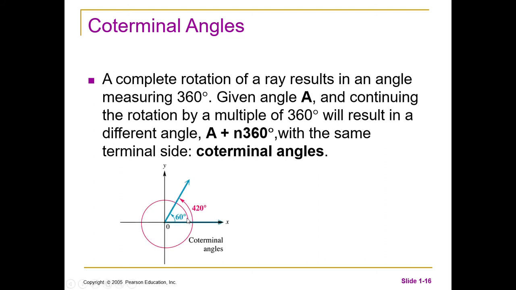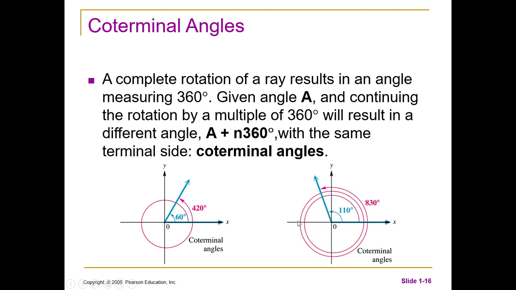Ibig sabihin, sobra tayo sa 360. So, that is 420. 60 plus 360, that's 420. Yan yung coterminal angles.